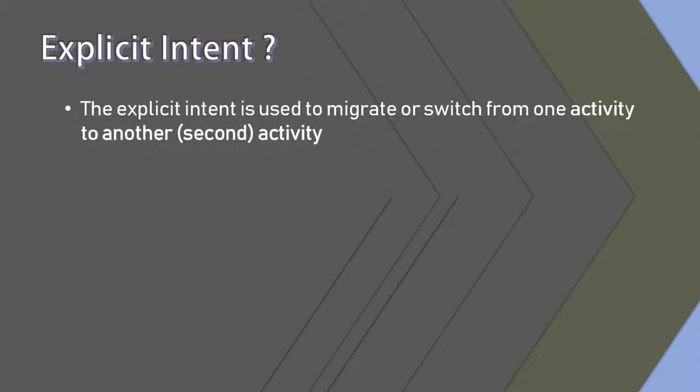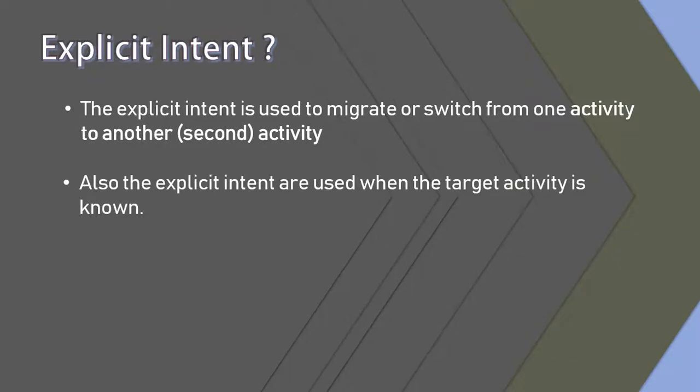Now let's talk about explicit intent. Explicit intent is used to migrate or switch from one activity to another activity, or you can say the second activity. Also, explicit intents are used when the target activity is known.